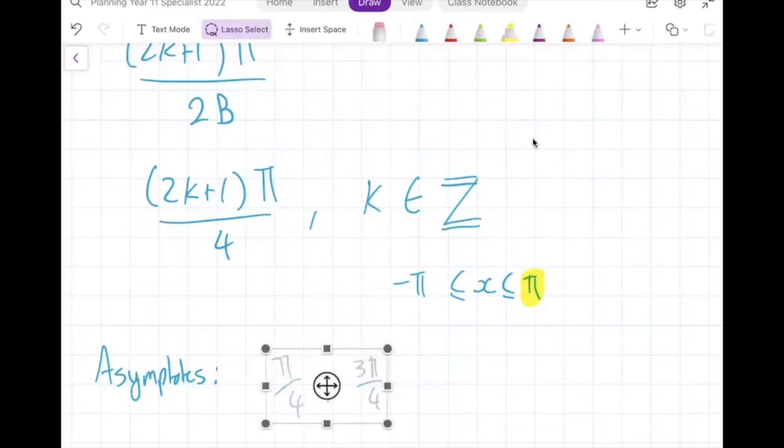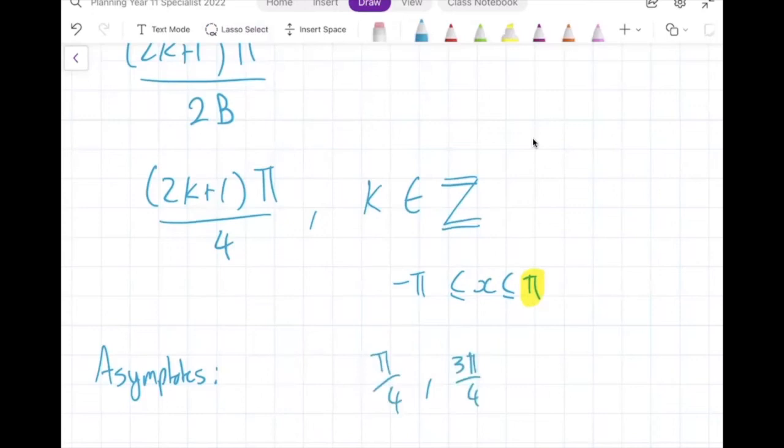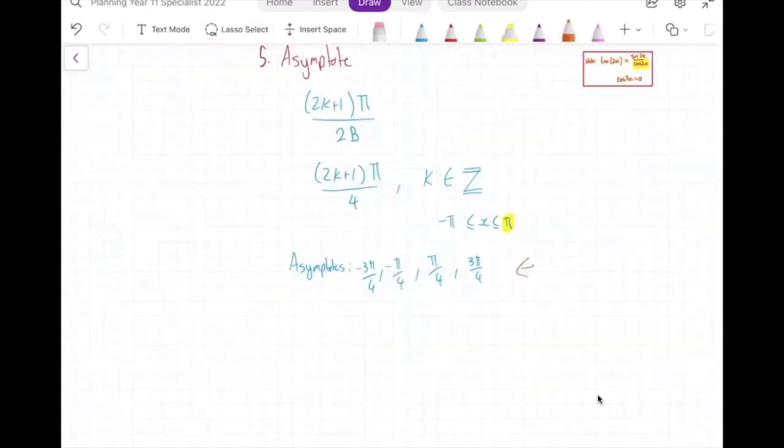Now, let's bring this across and do the negatives. 0 is going to stay the same. If I do minus 1, it's going to become minus 2 plus 1. That's going to give negative pi on 4. And if I do minus 2, that's going to give negative 4 plus 1, which is going to give minus 3 pi on 4.